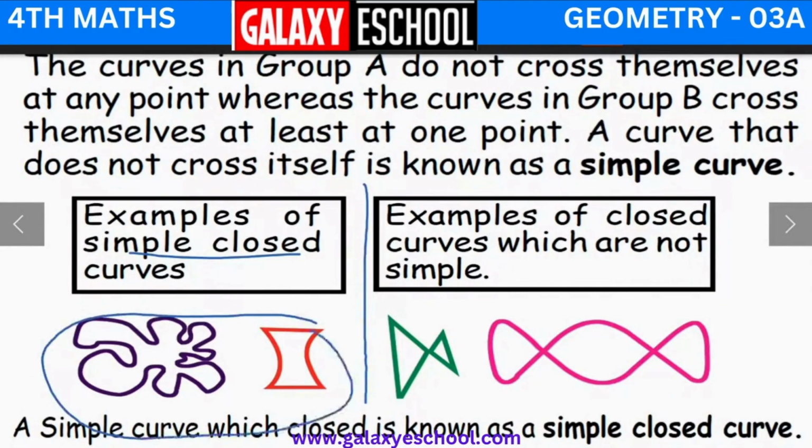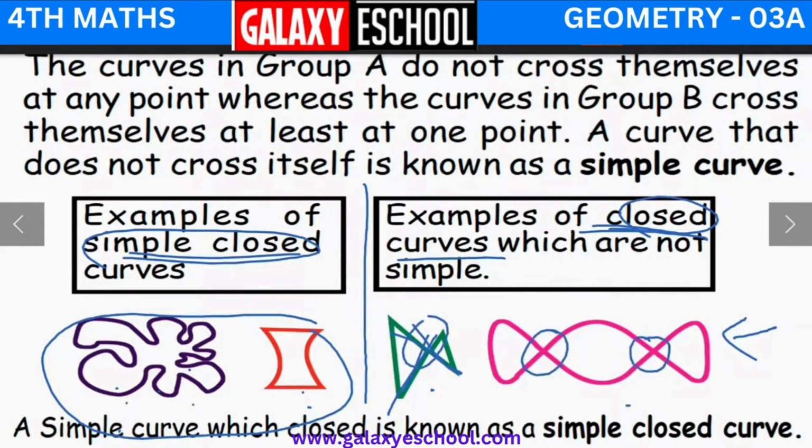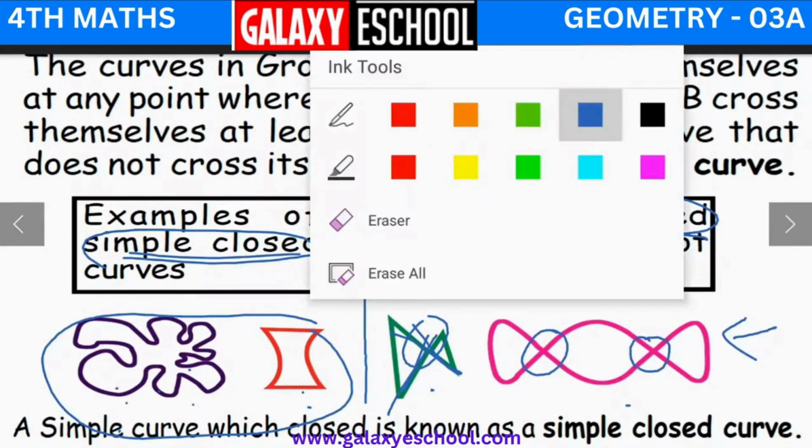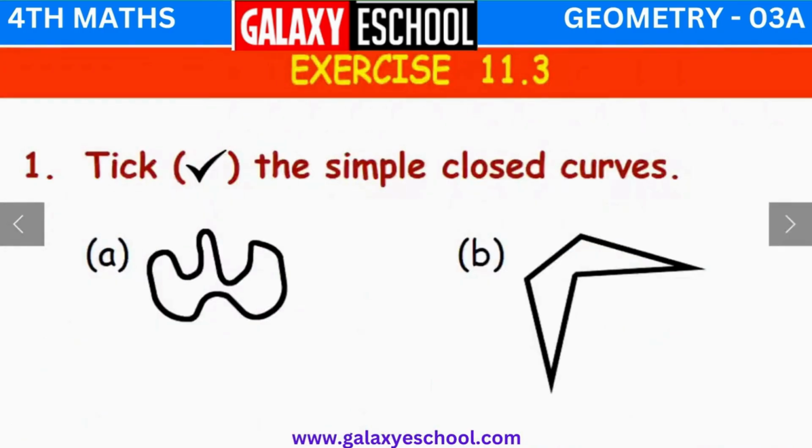These two become simple closed curves. Why? Because the curves do not cross themselves, whereas these are just closed curves. These are our simple closed curves. Again, these two figures are just closed curves. Why? Because the curves are crossing themselves at least one point here. Yes, children. So this is the difference between a simple closed curve and a closed curve.